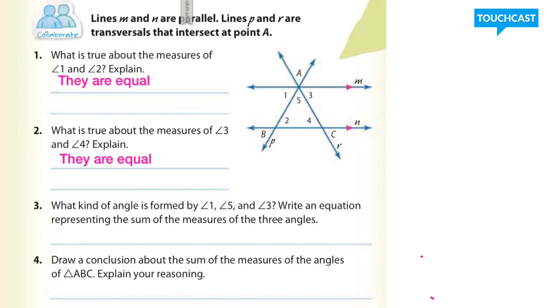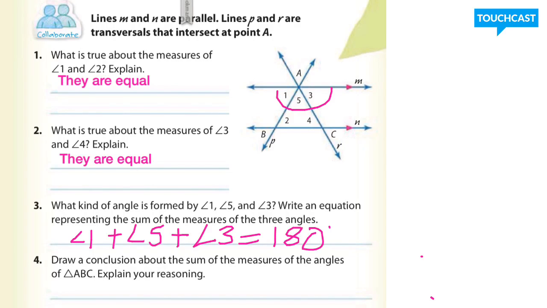The next question asks, what is the angle formed by angles 1, 5, and 3? So if you look at this, what type of angle is that? And then it says write an equation representing the sum of the measures of the three angles. We know that all three of those angles form a straight line, which we know is 180 degrees. So we can also say that they are all supplementary. So if we figure this out, we know that angle 1 plus angle 5 plus angle 3 are all equal to 180 degrees.